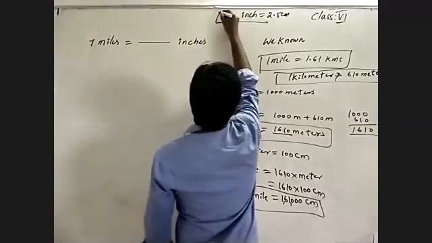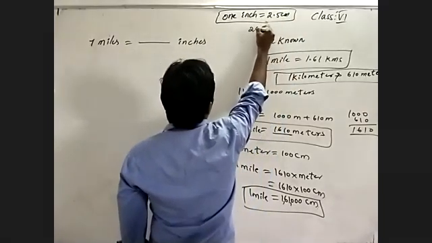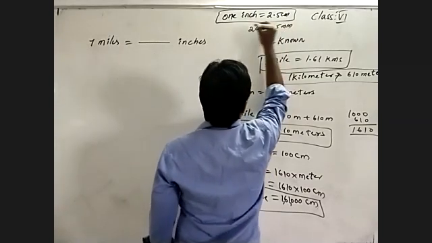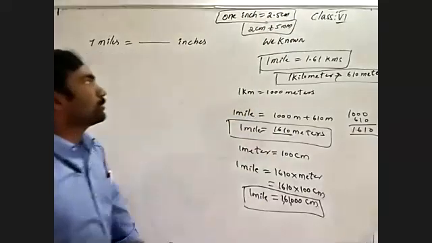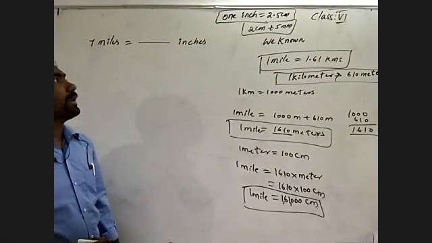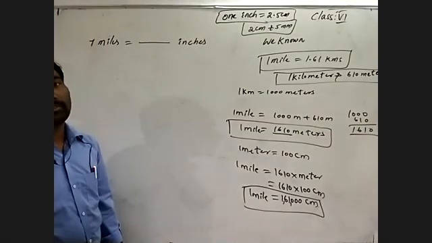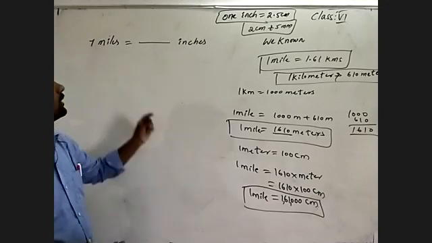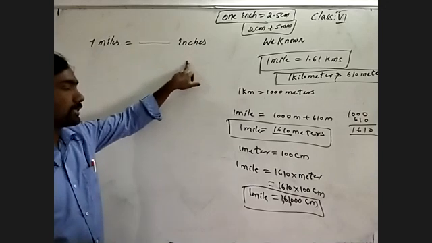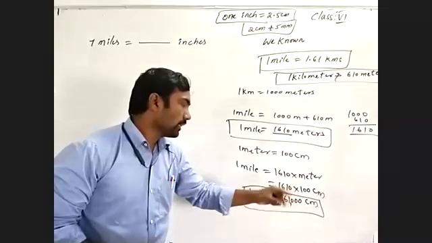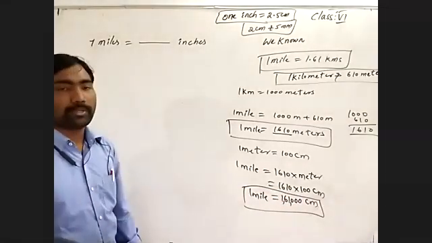Meaning we can write 2 centimeters and 5 millimeters. What is the meaning? 2 centimeters and 5 millimeters, so 2.5 centimeters. 2.5 centimeters is equal to 1 inch. So 7 miles is equal to how many inches? 1 mile is equal to how many centimeters? 1,61,000 centimeters.